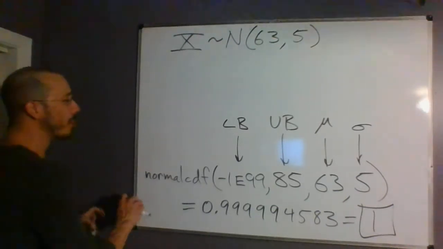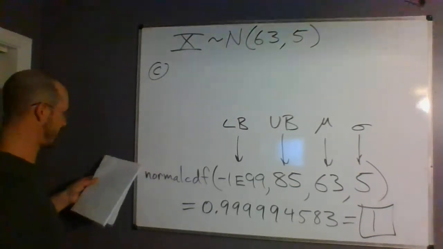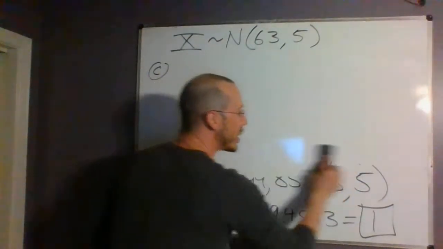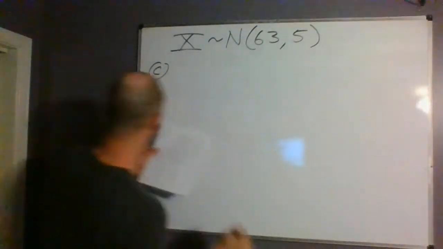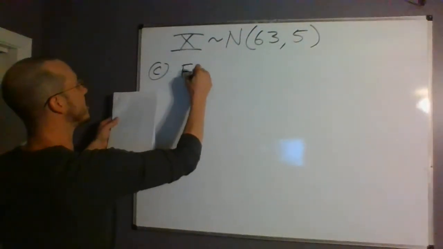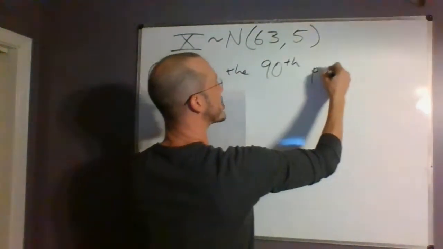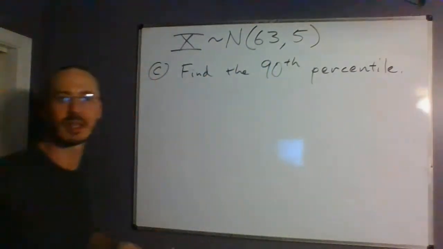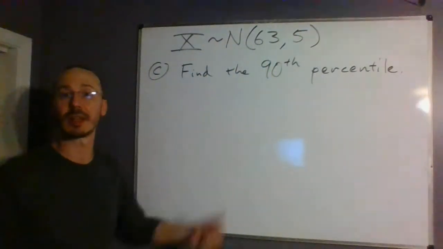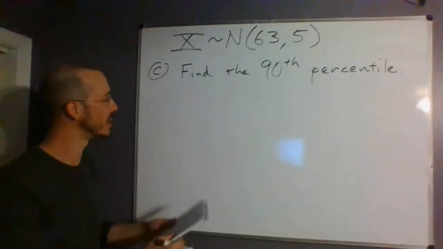So for part C, we're going to again use this distribution of test scores and find the 90th percentile. So we haven't really done this yet, and we're going to learn a new function on the calculator too. It's in the same menu as the other one. I'll show you the name in a second.